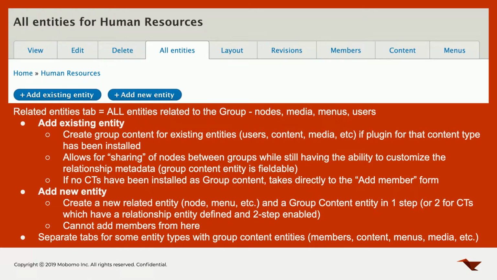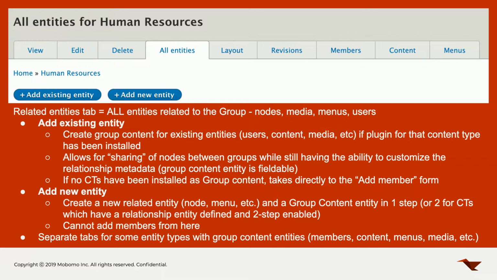So then this is the All Entities tab. And this is obviously what it sounds like. These are all the entities related to this group, regardless of type. When you click Add Existing, you can create group content for existing entities. So something that we know is already out there as a node, now I just want to kind of connect it to this group. I can do that, which is kind of neat because you can sort of share nodes between different groups if they actually literally need the exact same content. You can share them between your groups.